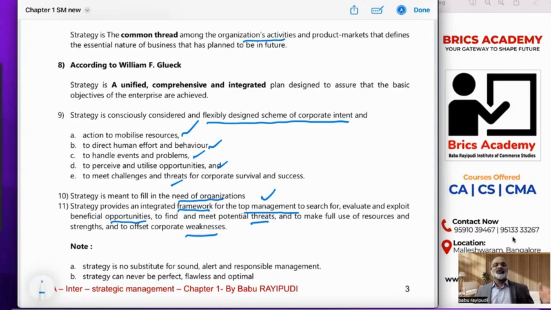Let's say, for example, I'm not located at the right place. Customer is finding it very difficult to come to my business, so I have to minimize that weakness and relocate myself to some place where the customer can reach.